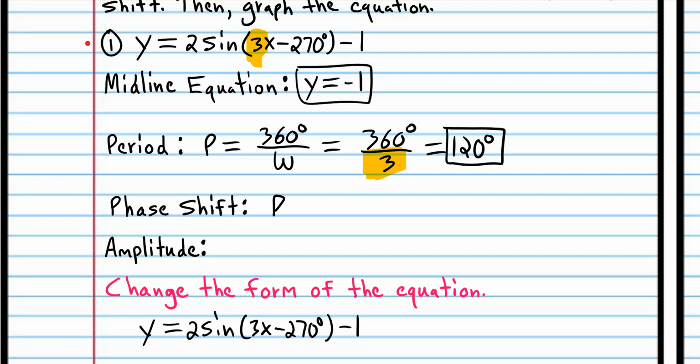The phase shift, I'm going to call it PS for phase shift, is equal to phi divided by omega, and phi is negative 270 degrees. Actually, in this case, it's positive.